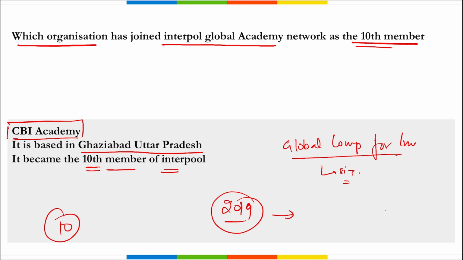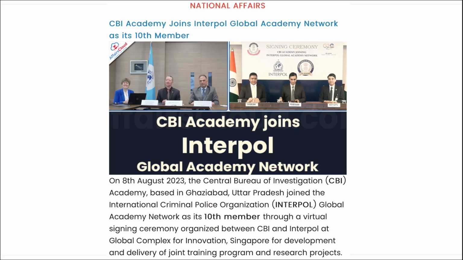Correct. And who is the director of CBI right now? If we talk about, he will be Praveen Sood, and CBI was established in 1963 and the headquarters is in New Delhi. Right.